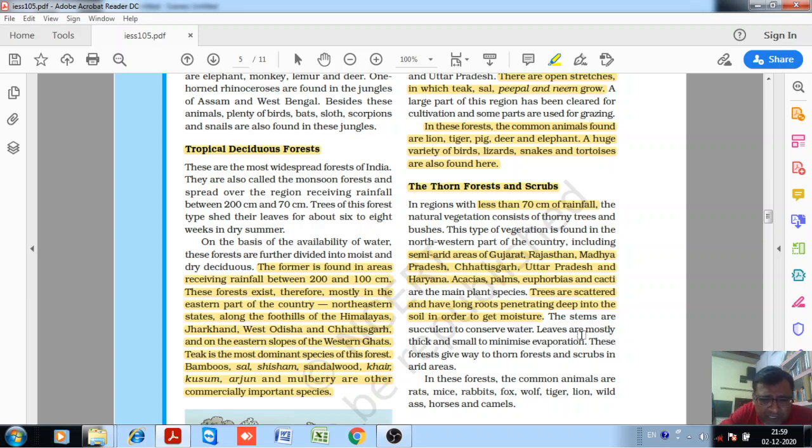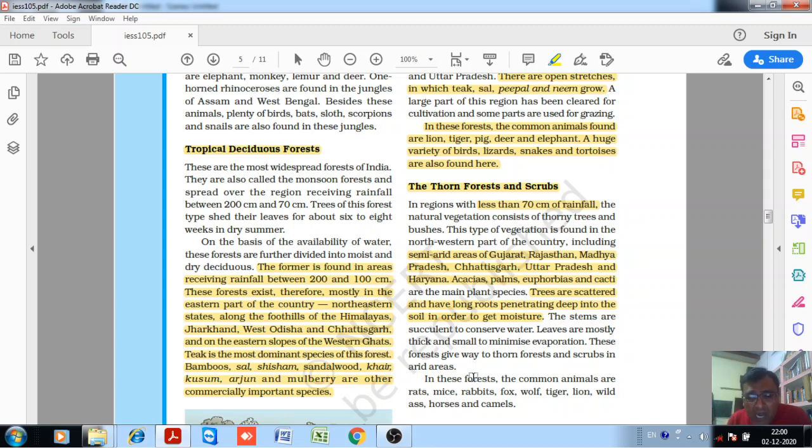Now the stems are succulent to conserve water. It means they are pulpy, very soft, not hard, and they store some water in the stem itself, because in the surroundings water is very less. To survive, some vegetation have adopted this characteristic in themselves, that they conserve some water in their stem itself.